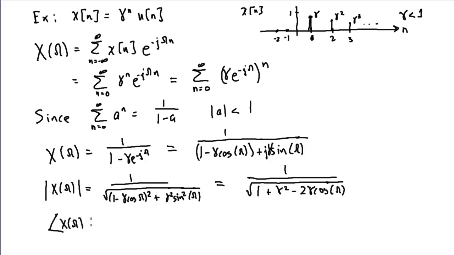The phase spectrum is a little easier to come up with the formula. The angle of the numerator is 0, and so subtracting the angle of the denominator gives minus the inverse tangent of the imaginary part, gamma sine of omega, over the real part, 1 minus gamma cosine of omega, for the phase angle. A sketch of those would look something like this for the magnitude spectrum.